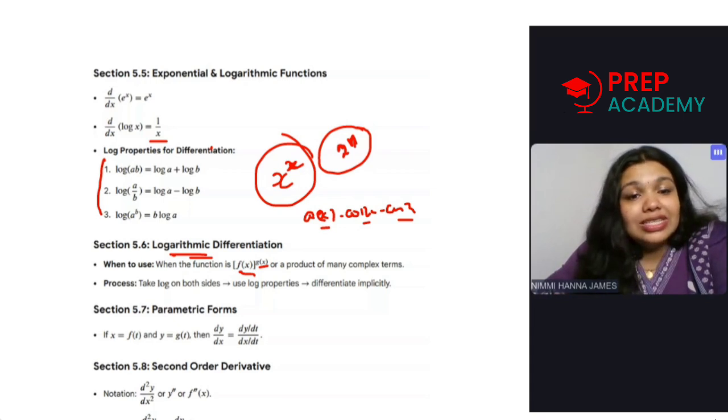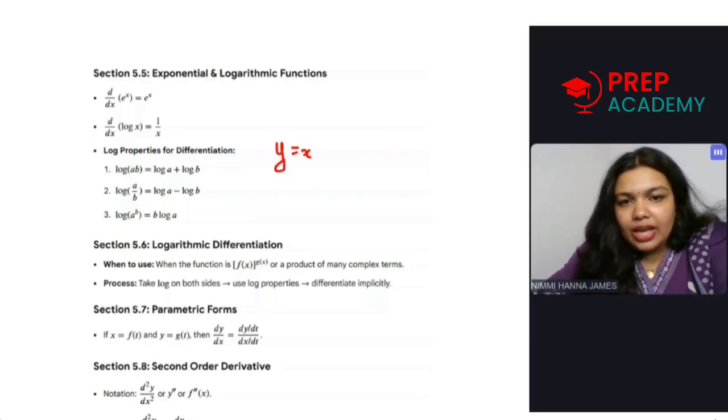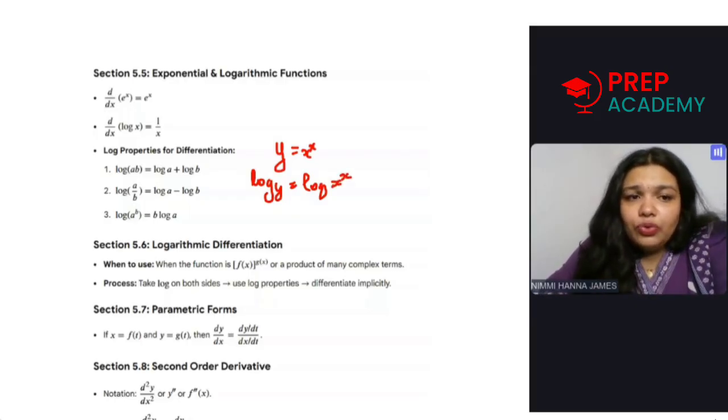So there we first apply log. Let me take this example, x raised to x. Suppose we have the function y equal to x raised to x. We take the logarithm on both sides. First step, log y equals log x raised to x. Now there comes the role of these properties.